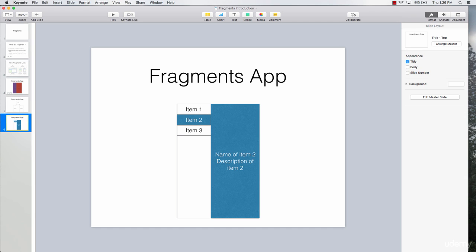So that's it for this lecture, and I hope you were able to understand the concept of fragments. In simple terms, a fragment is nothing but your entire activity divided into several parts or several fragments. In the next lecture onwards, we will start building this app which we have learned about right now.